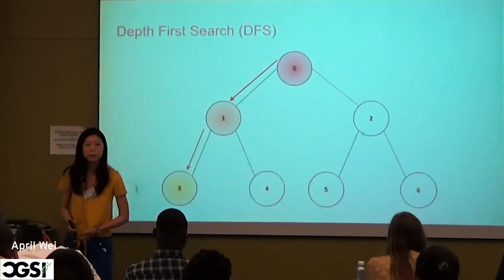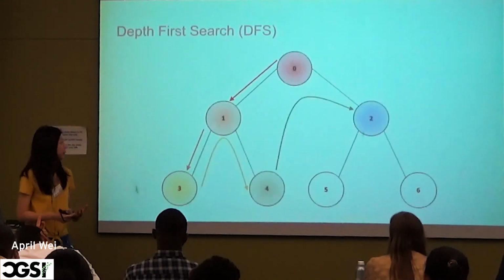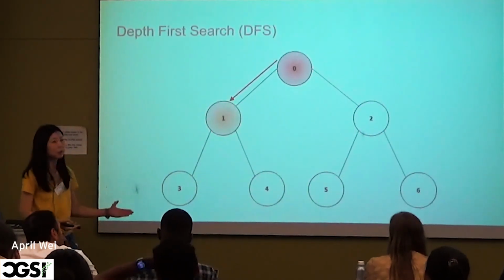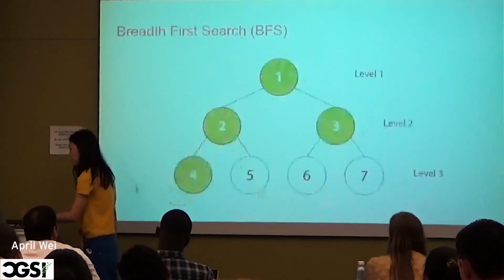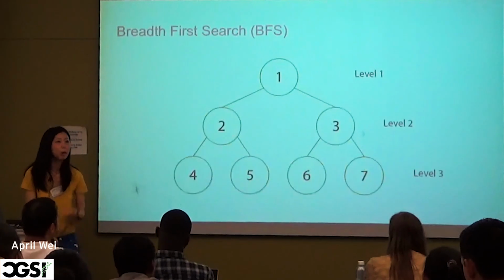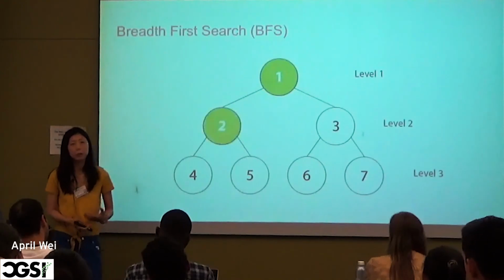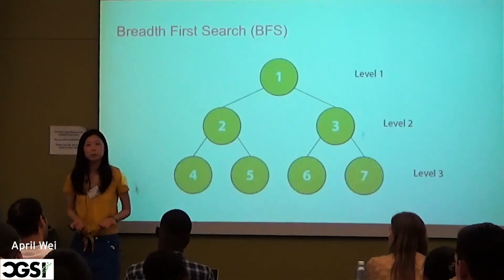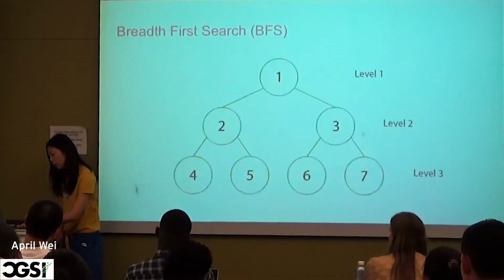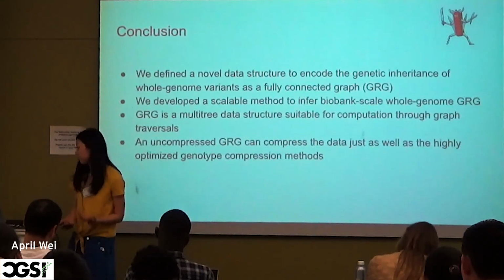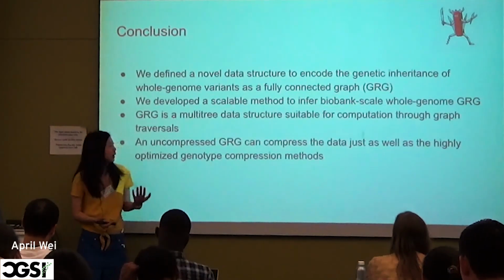So now we have demonstrated that this GRG is a multi-tree data structure, and we can see that a lot of graph traversal techniques, such as depth-first search, breadth-first search, and topological order algorithms, could be used for GRG-based computation. So we think there's a lot of potential in using it for future whole genome analysis in population and statistical genetics. So in summary, we define this novel data structure to encode genetic inheritance as a fully connected graph.